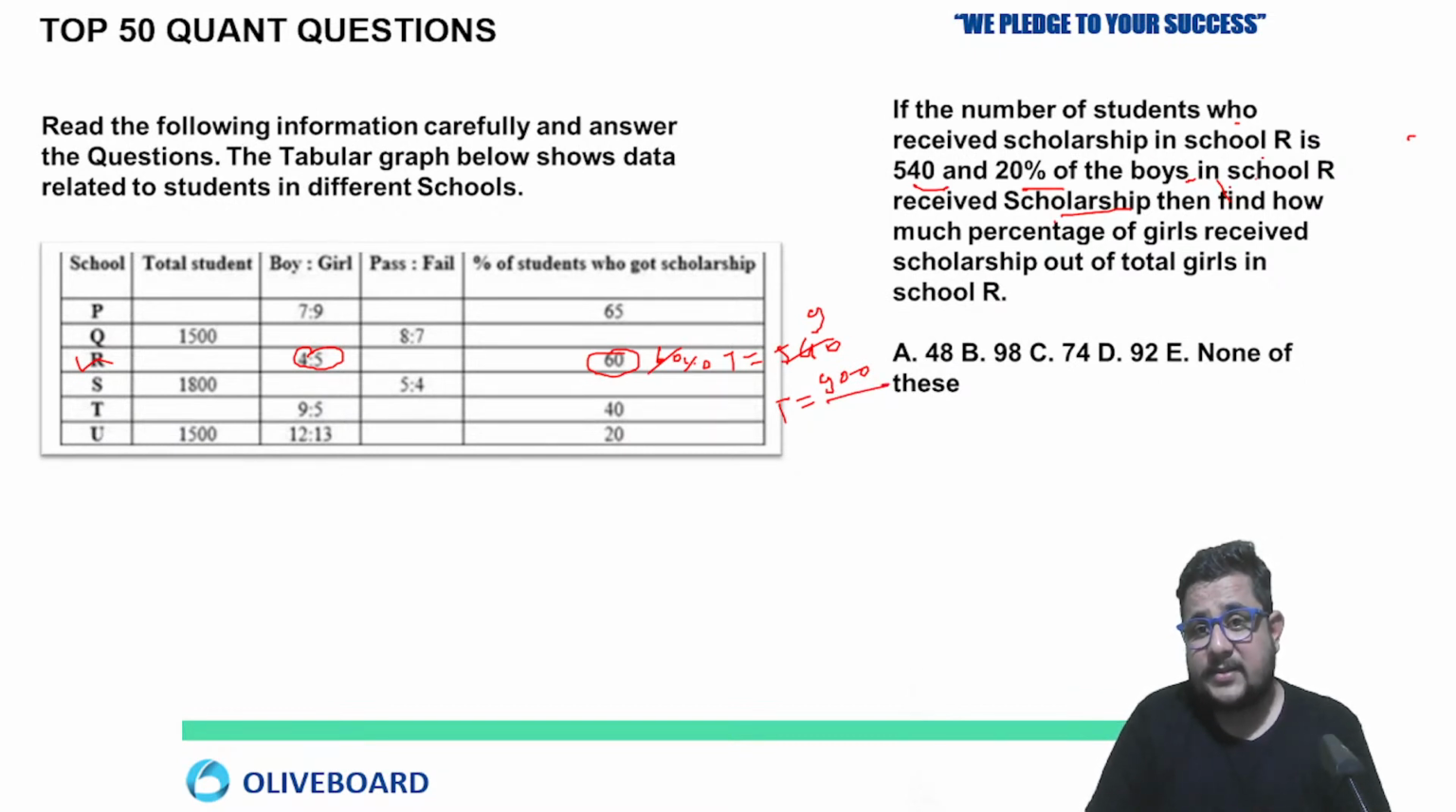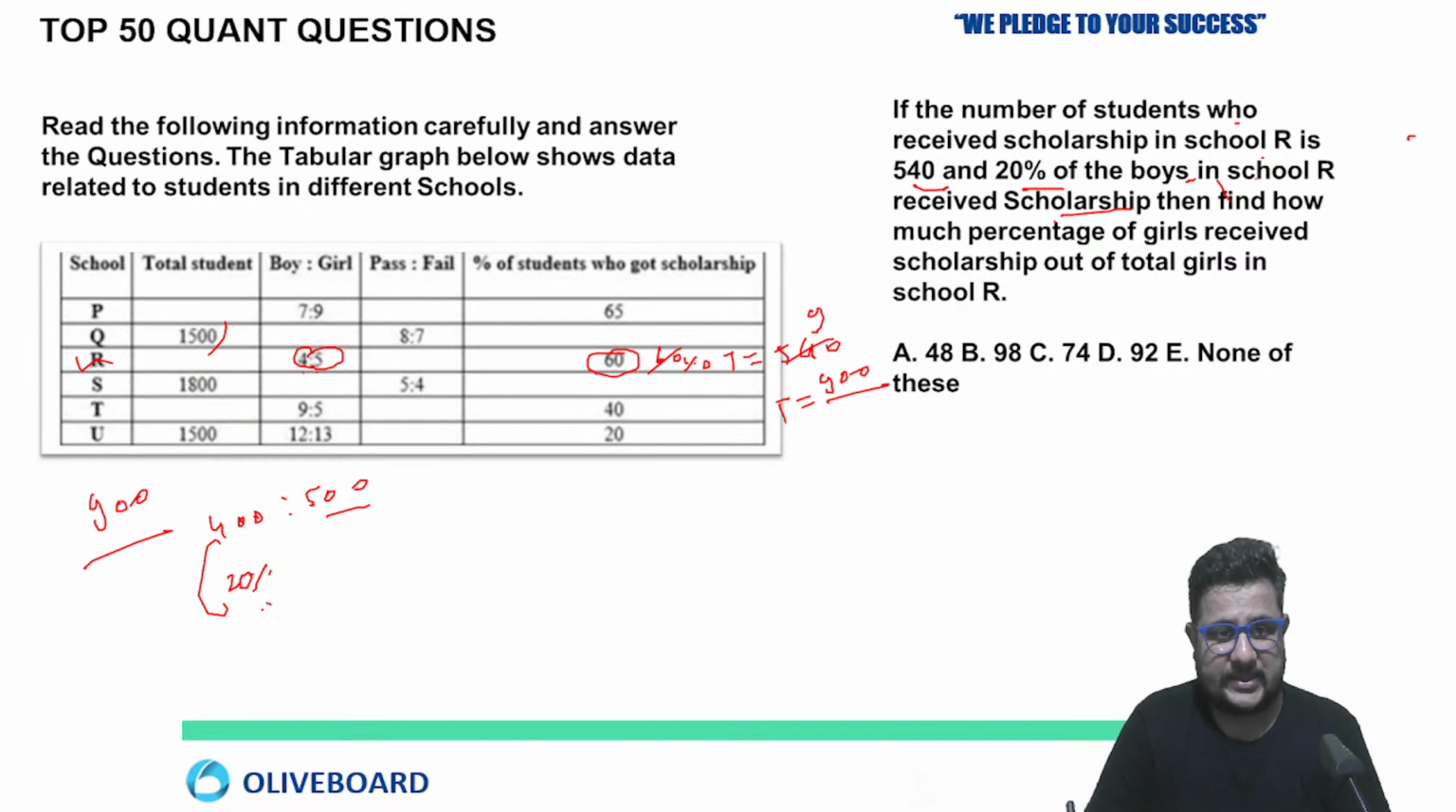20% of the boys in school R received a scholarship. 20% of the boys, so total how many boys are there? So 400 boys are there. 4:5 because, and 500 girls because we know total are 900. So 20% of that means 80 got the scholarship.